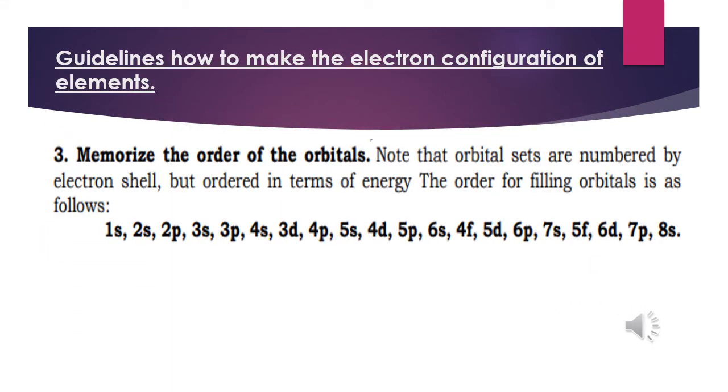Number 3. Memorize the order of the orbitals. Note that the orbital sets are numbered by electron shell, but ordered in terms of energy. The order for filling orbitals is as follows: 1s, 2s, 2p, 3s, 3p, 4s, 3d, 4p, 5s, 4d, 5p, 6s, 4f, 5d, 6p, 7s, 5f, 6d, 7p, and 8s.